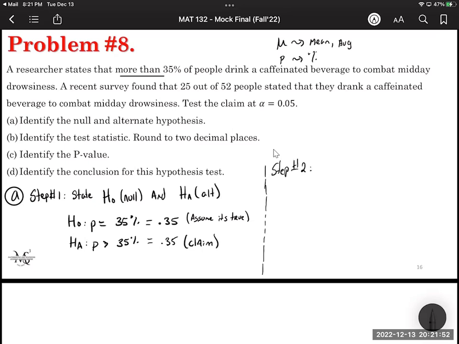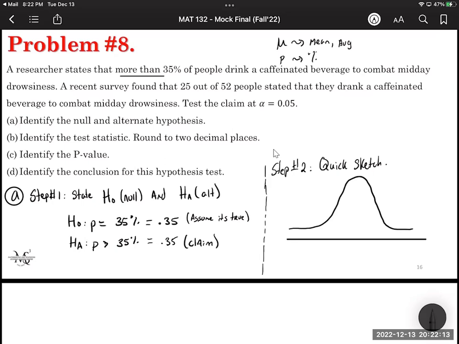Step number 2 is just a quick sketch so that I can refer back to it when I get to the decision time, when I get to parts C and D. So what we have essentially is a normal distribution.